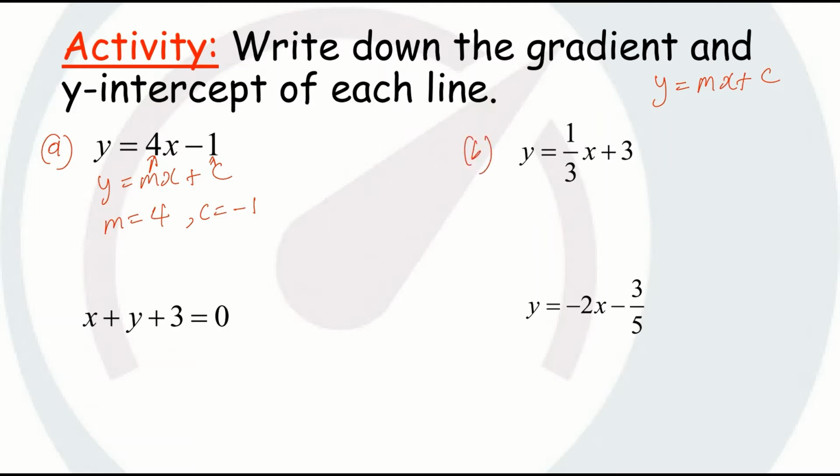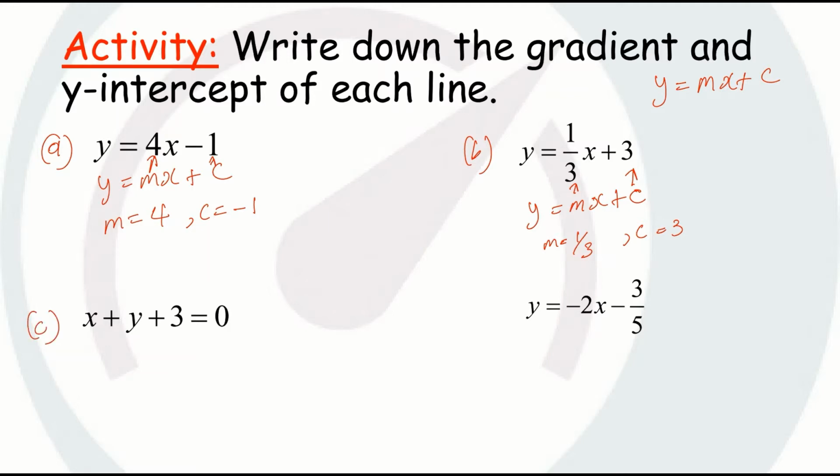Now let's look at b here. So we have y is equal to 1/3 x plus 3. Let's compare. Is this in the form y equal mx plus c? Yes. So we have y equal mx plus c. By comparison, we can see that m, which is our gradient, is 1/3 and c, our y-intercept, is 3. Now let's look at c.